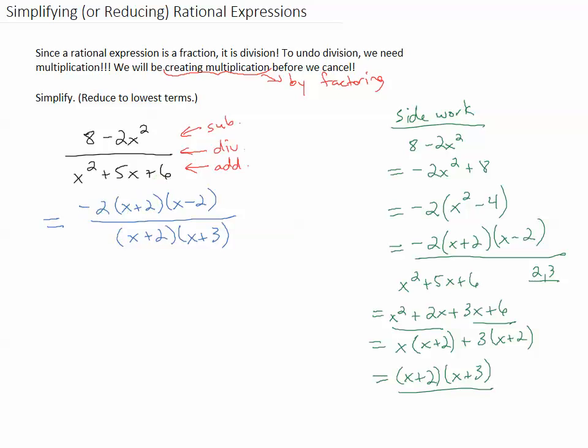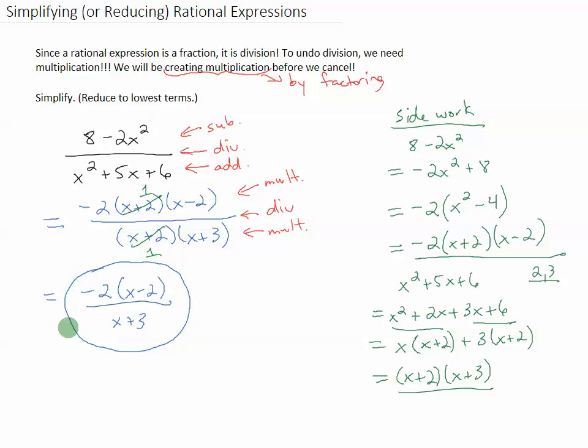Okay, now we have division, of course, and we have multiplication on top, and we have multiplication on bottom. Now we can cancel common factors. So x plus 2 divided by x plus 2 is 1, and nothing else cancels. So we will simply write our answer as negative 2 times 1 is negative 2 times x minus 2. On bottom we have 1 times x plus 3, which is just x plus 3, and that is completely reduced. No further factors cancel, so we are done.